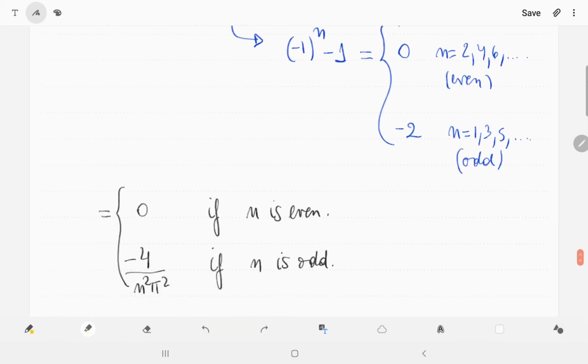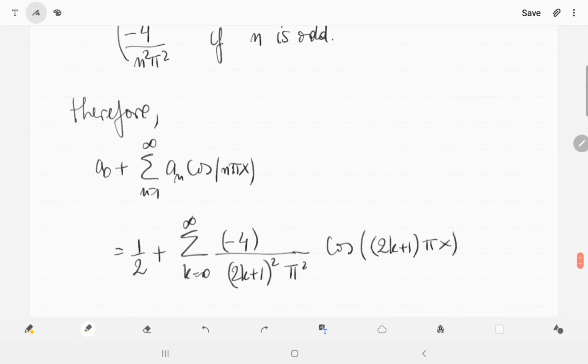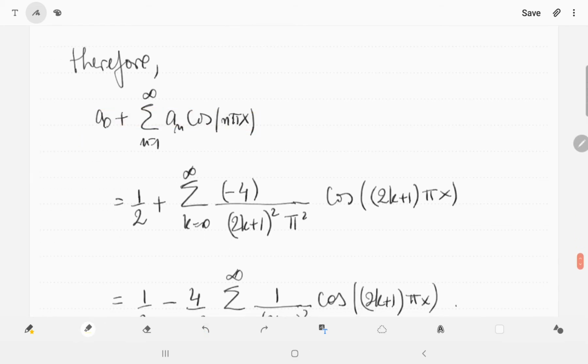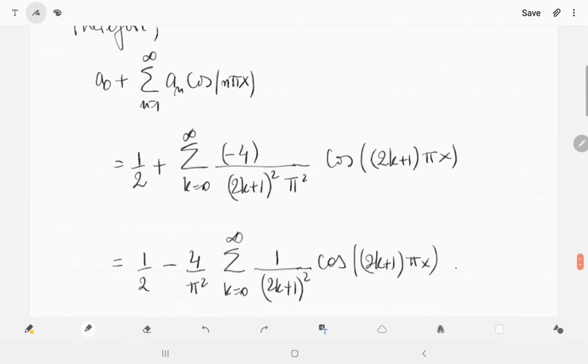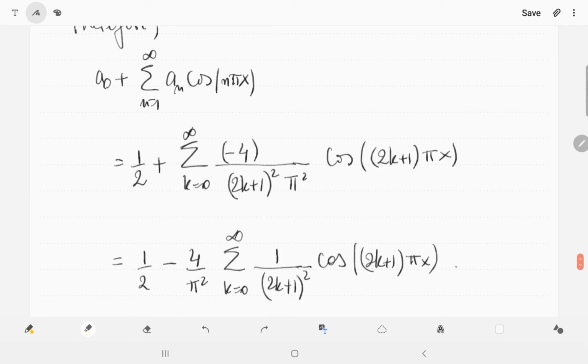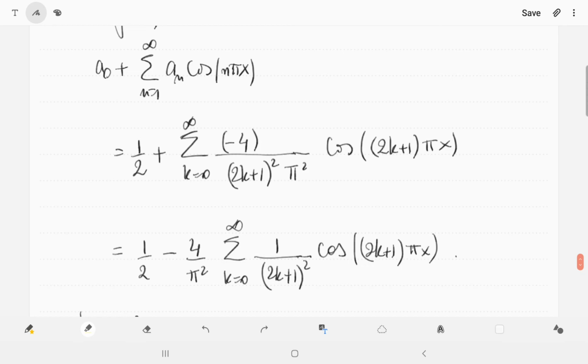Okay, so summarizing, this representation, which is the half-range expansion of f, the cosine series expansion of f, we can write properly because we already found the coefficients a0 and an. So a0 was 1/2, and here we have an.